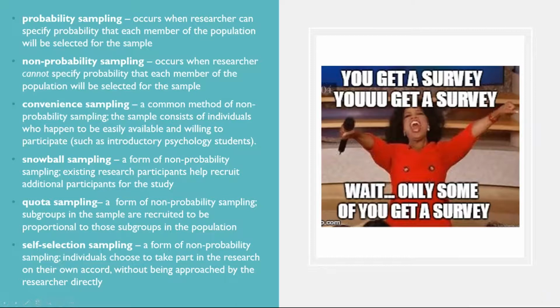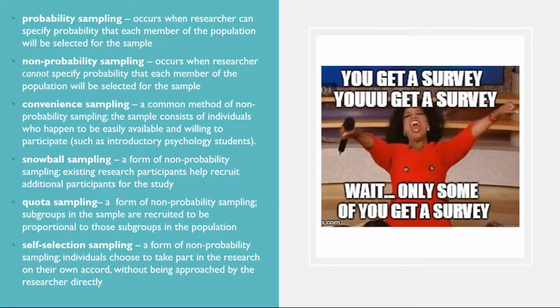Sampling. Essentially, all psychological research involves sampling, selecting a sample to study from the population of interest. Sampling falls into 2 broad categories. The first category, probability sampling, occurs when the researcher can specify the probability that each member of the population will be selected for the sample. The second is non-probability sampling, which occurs when the researcher can't specify those probabilities. Most psychological research involves non-probability sampling.